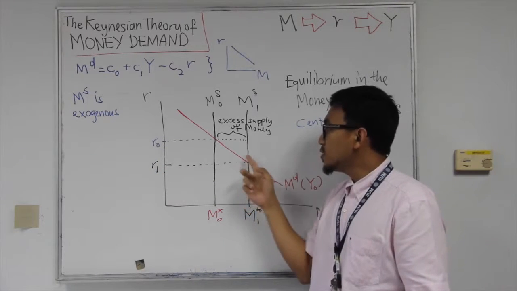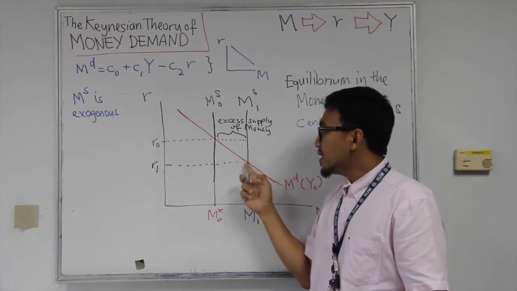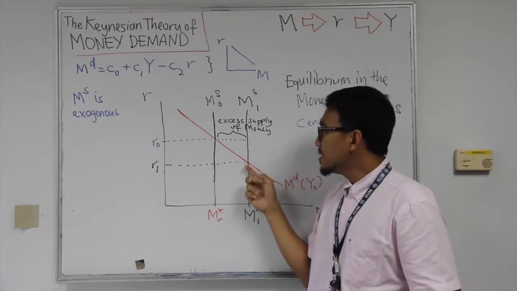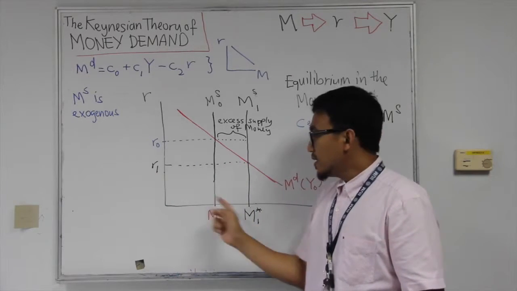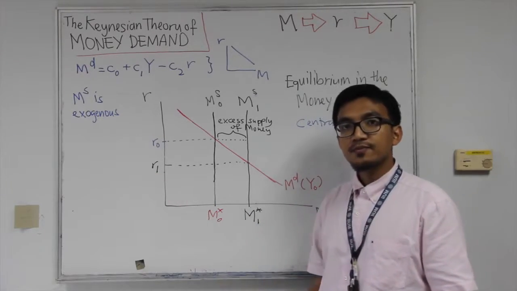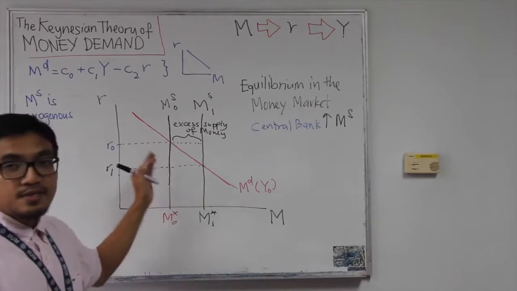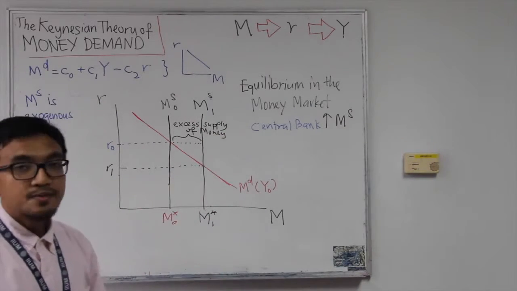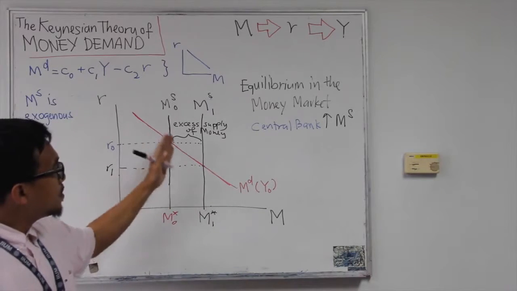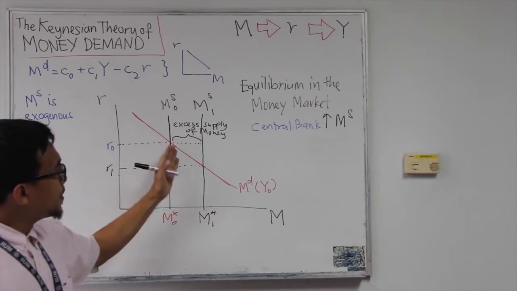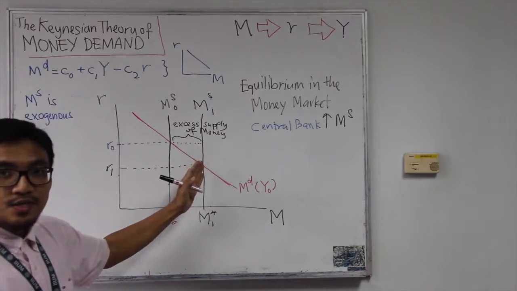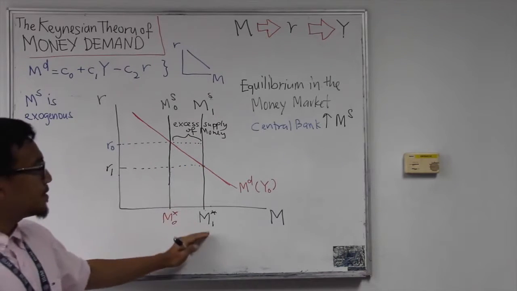The new intersection between money demand and money supply. The demand for money now will go up. As we move to the right, more and more money is being demanded. So we have a new equilibrium at R1 and M1 star. Lower interest rate, more money in equilibrium. Now, is this story complete? When the central bank simply increases money supply, all these adjustments take place. So we have a new equilibrium with a lower interest rate and greater quantity of money.